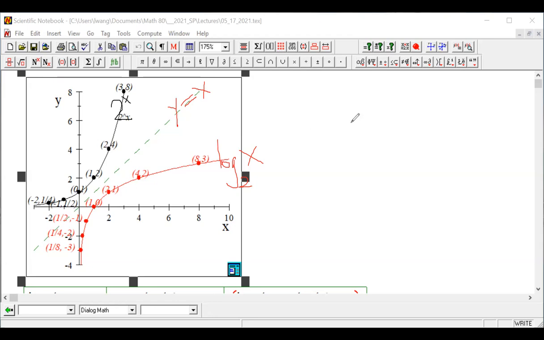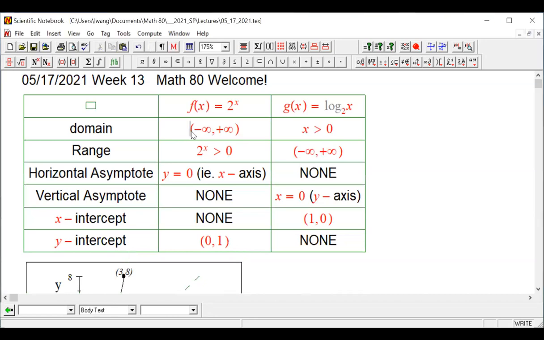Any questions so far? So this is the first graph. And it's also interesting to recognize that the domain and range of inverse functions to each other: one's domain is the other's range. You see that? One's domain is the other's range. Okay. All right.